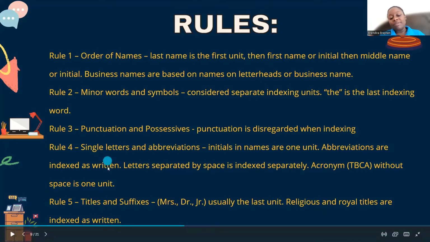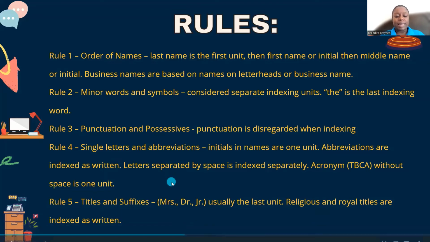The fifth rule, when we have titles and suffixes, so things like Mrs., Doctor, Junior, they aren't considered to be very significant, and so we leave them for last because they're just a title. And so if the person is a doctor or like an esquire, then that information is always going to be the last filing unit.